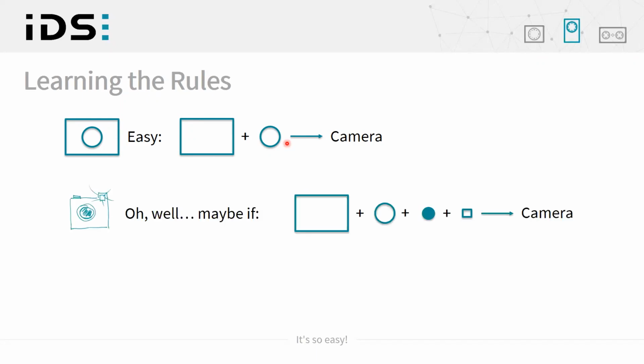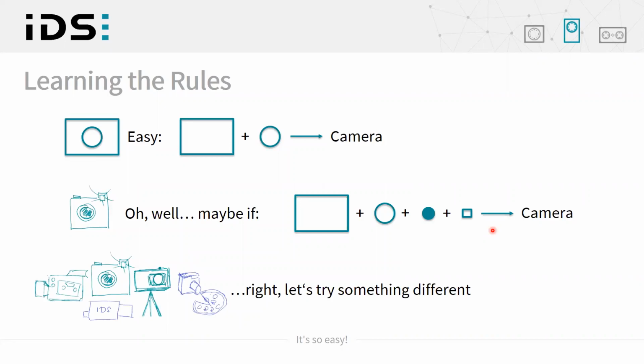However, there are cases when reality is a bit more complex. So maybe I'll be confronted with such an object, and of course we can update our set of rules to also cover this one. However, when it comes to these drawings, basically every person has a different way of drawing a camera. So there is a lot of variety, and it's really difficult to cover this full variety with a set of rules in advance.